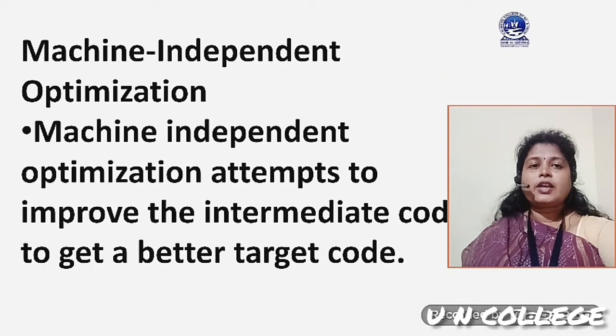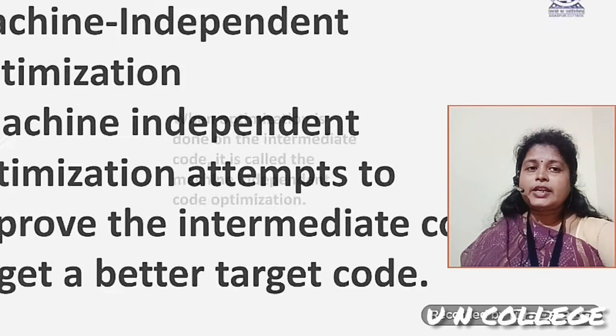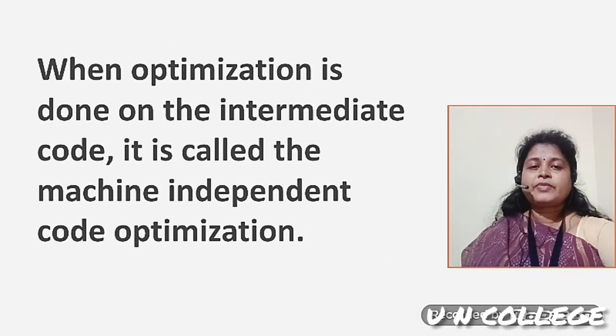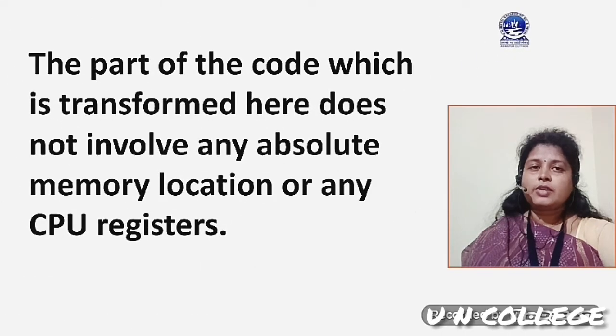Now we will talk about machine independent code optimization. It is just the opposite of machine dependent code optimization. Machine independent optimization attempts to improve the intermediate code to get a better target code. When optimization is done on the intermediate code, that is, before the generation of target code, it is called machine independent code optimization.